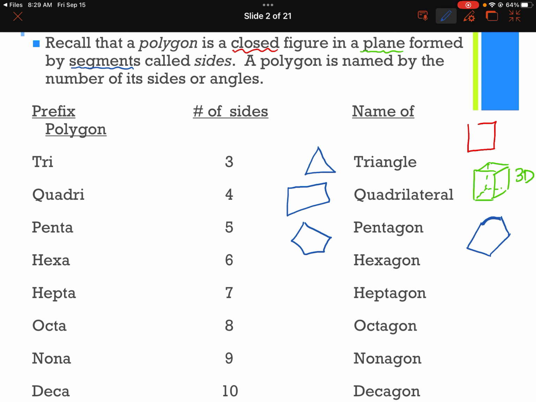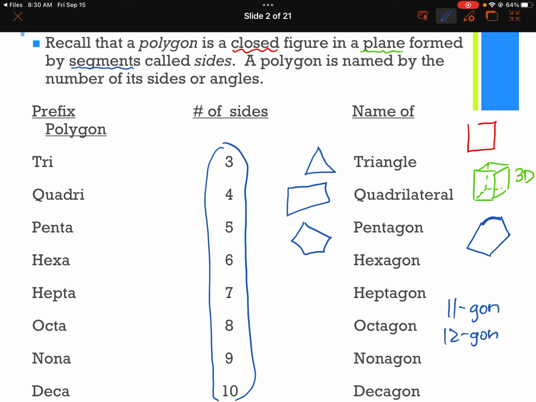Hexagons have six. Heptagons have seven, octagons have eight, nonagons have nine, decagons have 10. There are 11-sided polygons, and they have a name. It's called a hendecagon, but we're just going to call an 11-sided figure an 11gon. A 12-sided figure, that's a dodecagon, but we're just going to call it a 12gon, just for simplicity's sake. You guys just have to be aware of these 8 prefixes. Anything after 10, we're just going to use the number and then gon after it to refer to it.